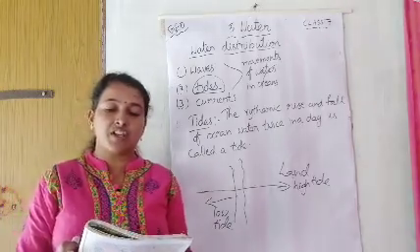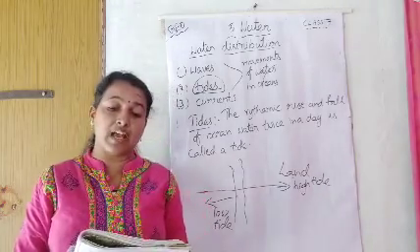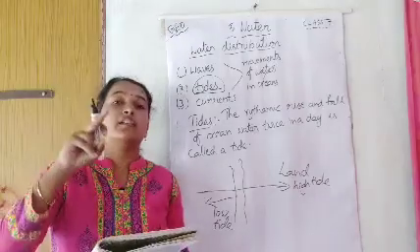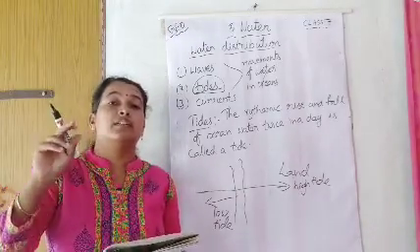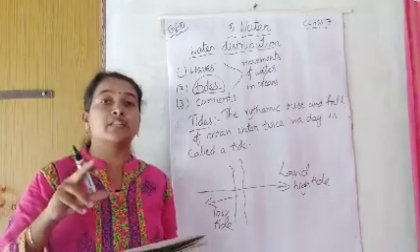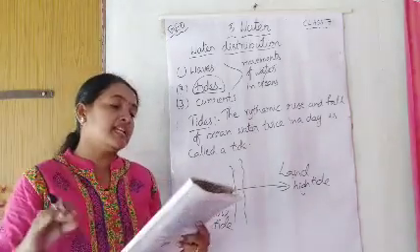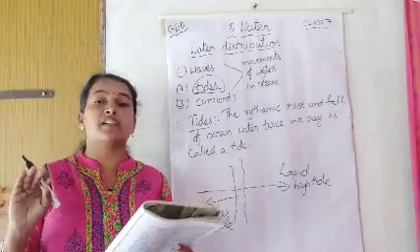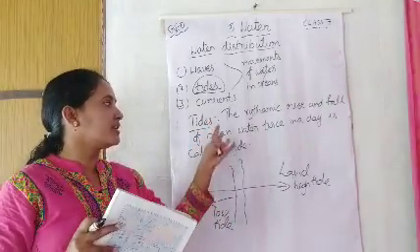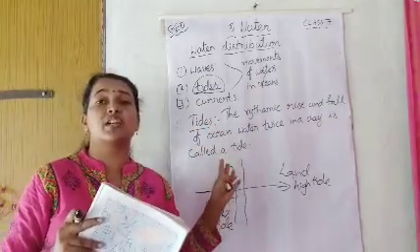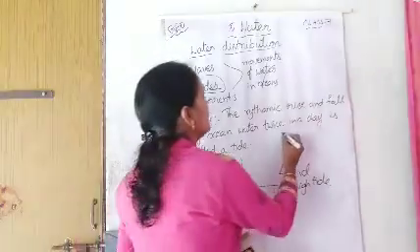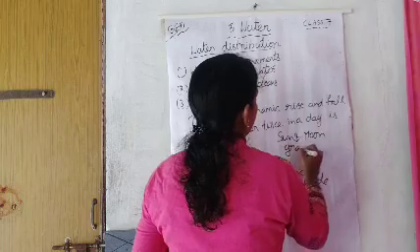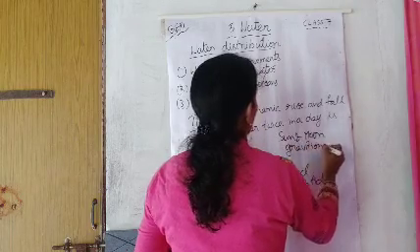The strong gravitational pull exerted by the sun and the moon on the earth's surface causes the tides. You know, the earth and the moon are revolving around the sun. So the gravitational pull exerted by the sun and moon on the earth's surface causes the tides. What is the reason for this tide formation? The gravitational pull of the sun and moon.